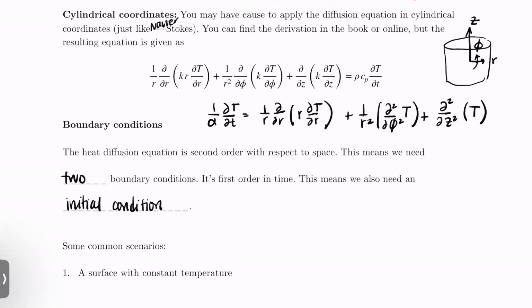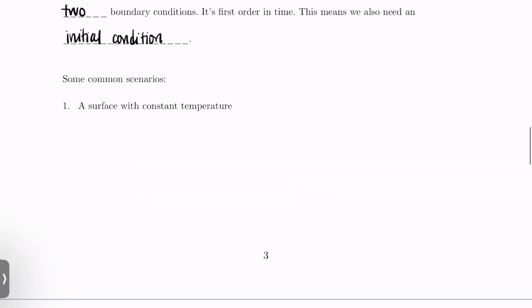We talked about this at the very beginning of the semester, not today's class. But I'm going to recap the common scenarios that you can see in terms of boundary conditions with respect to temperature. The first one is a surface with constant temperature. This is essentially the same as the no slip condition. It would look something like the temperature at x equals 0 is equal to T naught, where this is some constant.